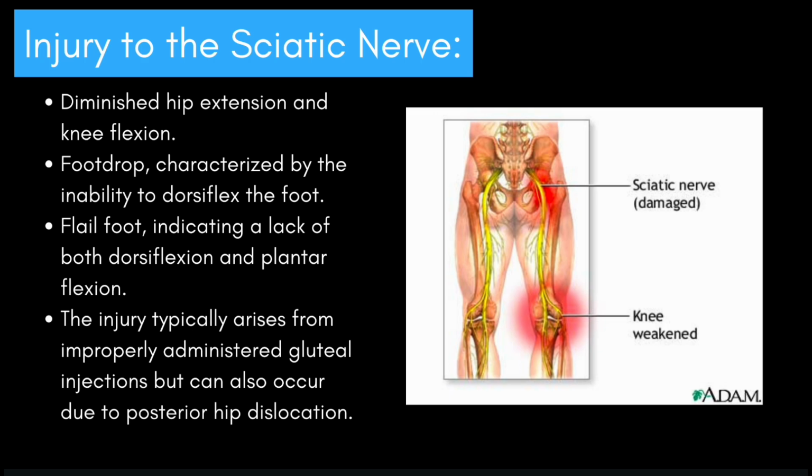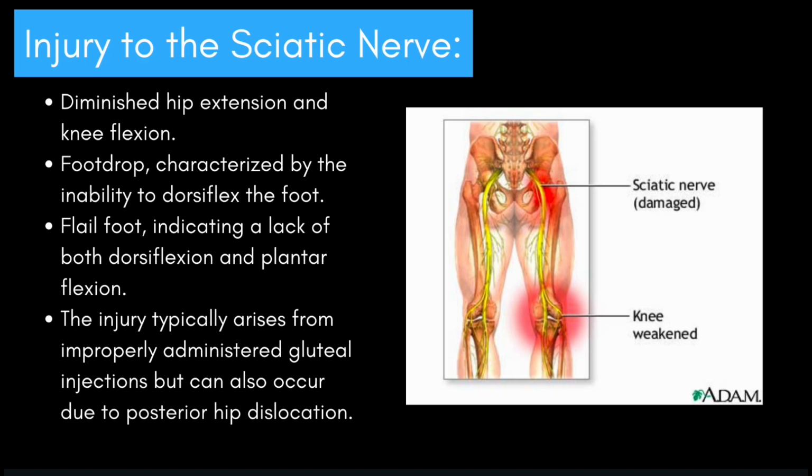Next, we have injury to the sciatic nerve, where we have diminished hip extension and knee flexion. We have foot drop, characterized by the inability to dorsiflex the foot. We have flail foot, indicating a lack of both dorsiflexion and plantar flexion. The injury typically arises from improperly administered gluteal injections, but can also occur due to posterior hip dislocation. Once again, I have a picture on the right that shows where sciatic nerve damage occurs and what happens with the knee. I hope these illustrations help you guys.